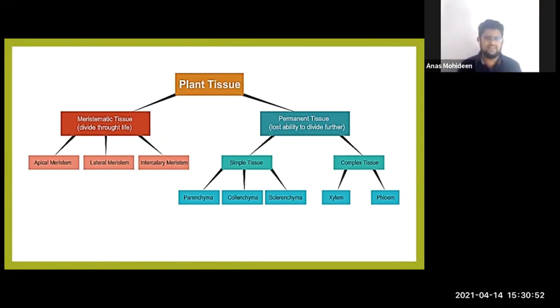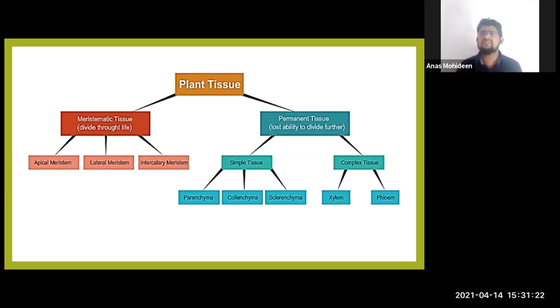So how do we divide this? We divide the plant tissues basically depending on their ability of cell division. If the plant tissues can divide further, if they have the ability of cell division, they are named meristematic tissues. If they cannot divide further, if they lack the cell division ability, they are termed permanent tissues.